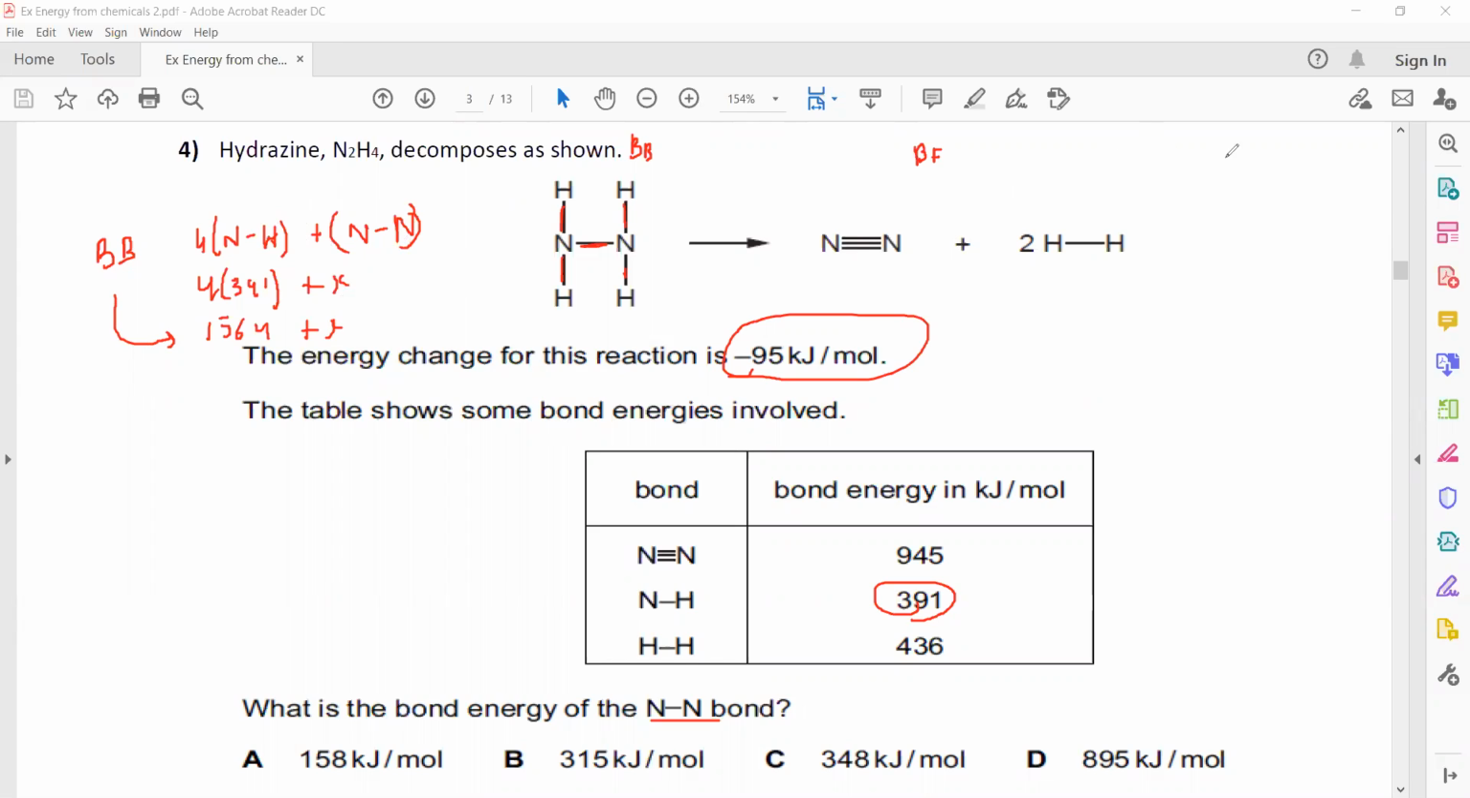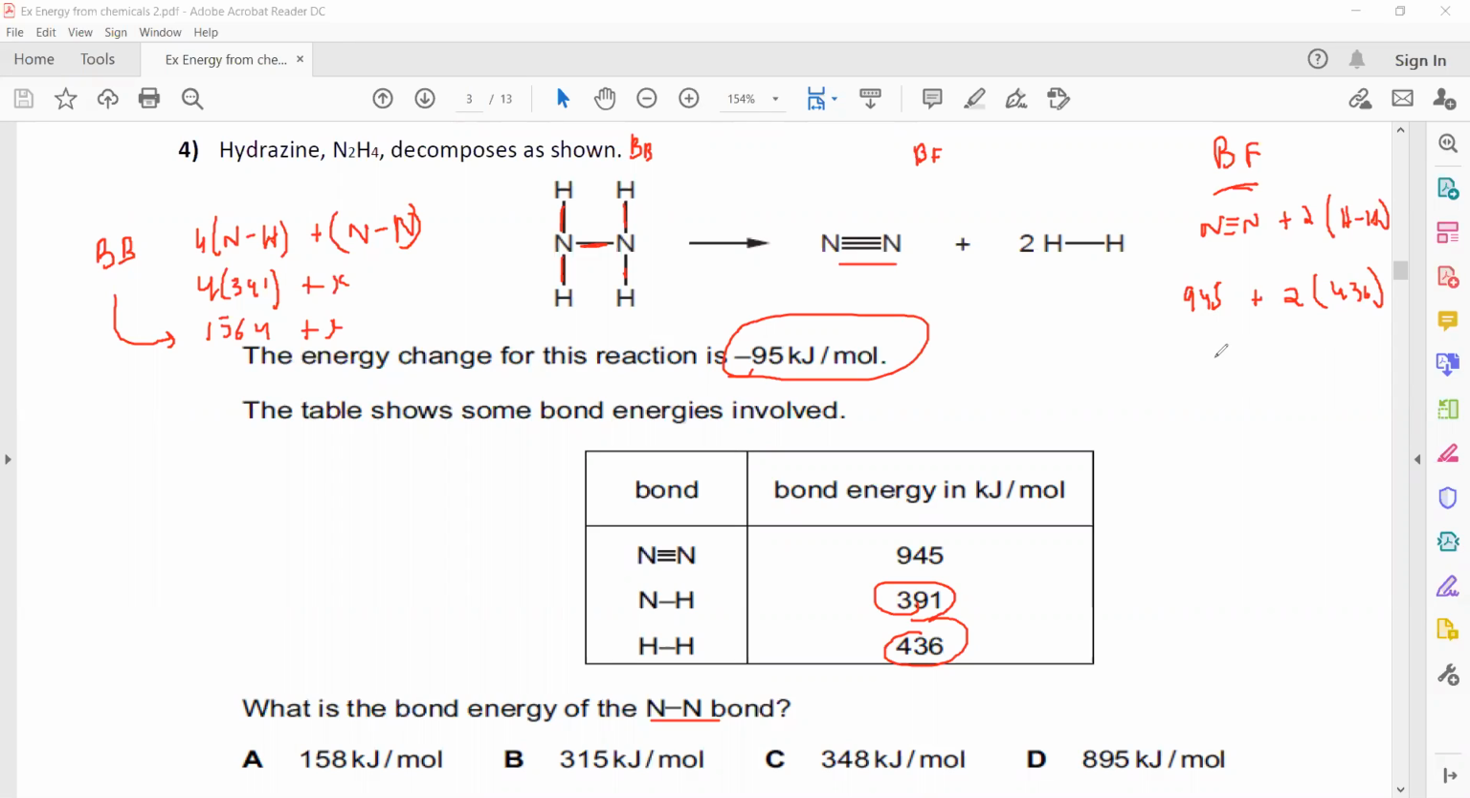Then the bond forming side, I'm writing on the right hand side, the bonds which we are forming: nitrogen-nitrogen triple bond plus 2 multiplied by hydrogen-hydrogen bond. Nitrogen triple bonded with nitrogen is 945 plus the hydrogen-hydrogen bond energy is 436. So this will be 2 multiplied by 436. So 945 plus 2 multiplied by 436.